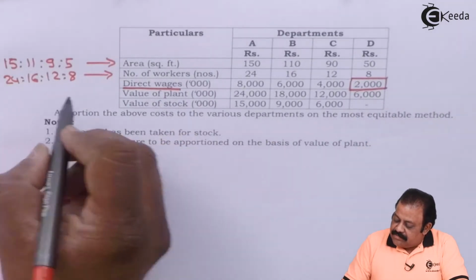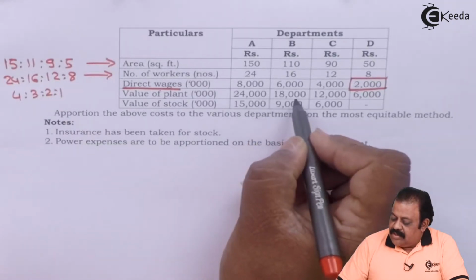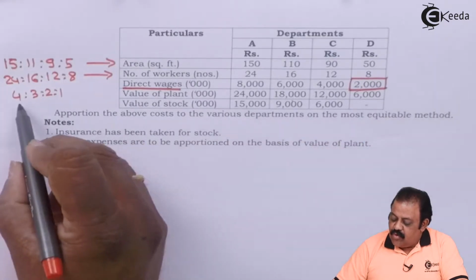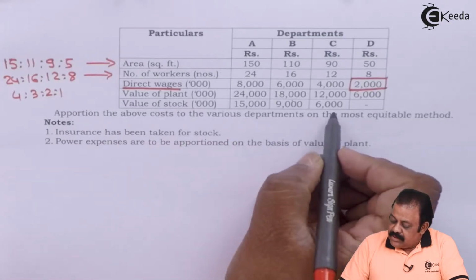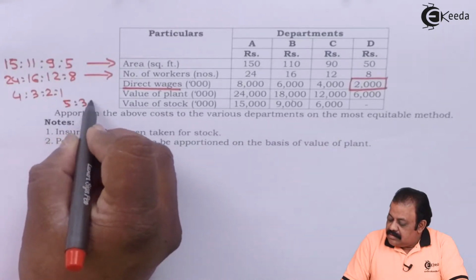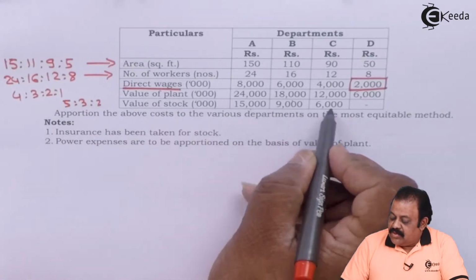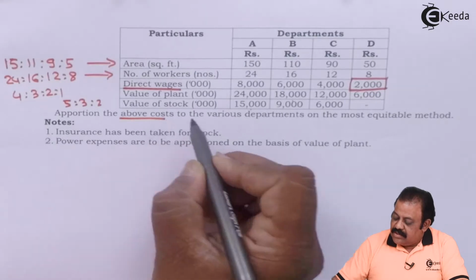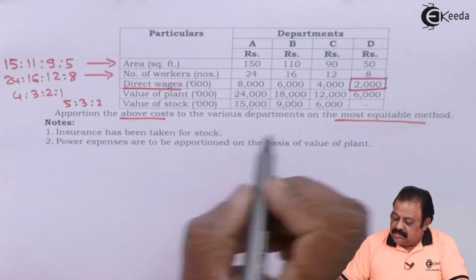Value of plant: 24,000, 18,000, 12,000 and 6,000. So the ratio is 4 is to 3 is to 2 is to 1. Value of stock: 5 is to 3 is to 2, that is 15,000, 9,000 and 6,000. Apportion the above costs to various departments on the most equitable method.